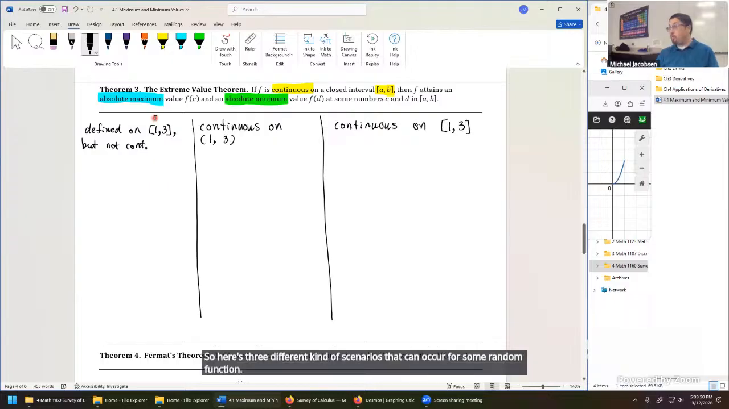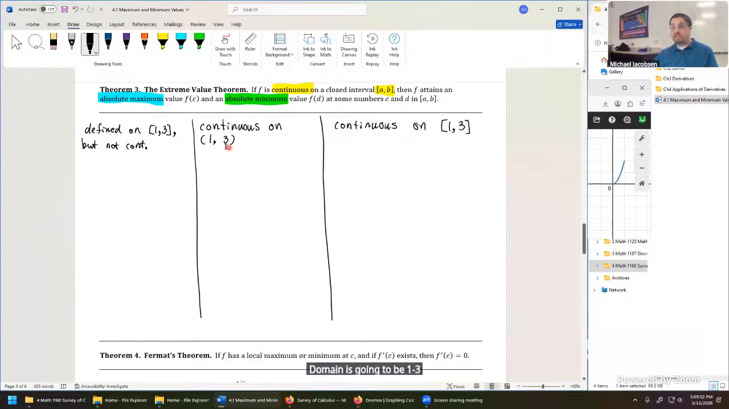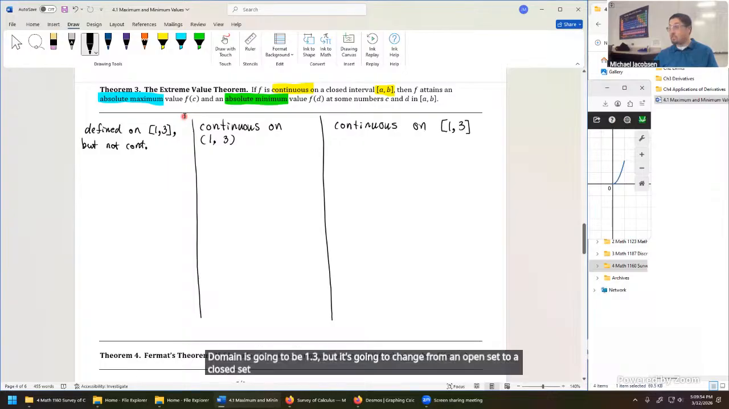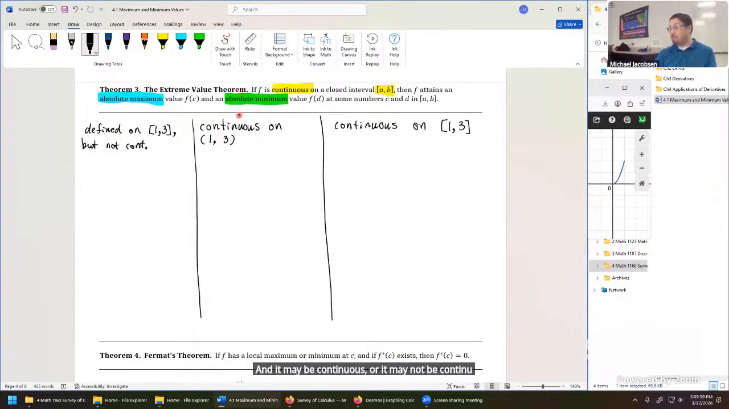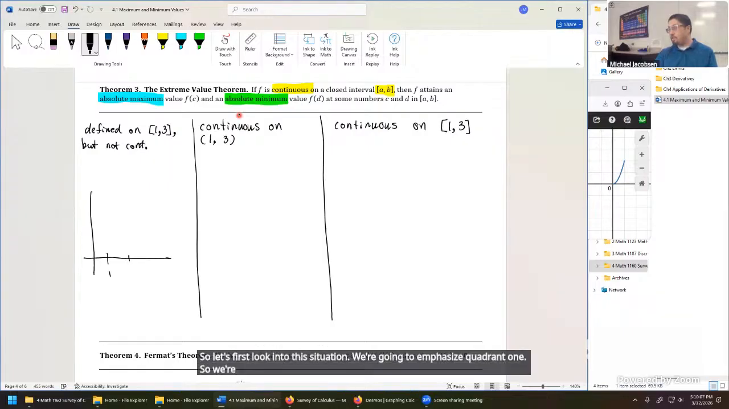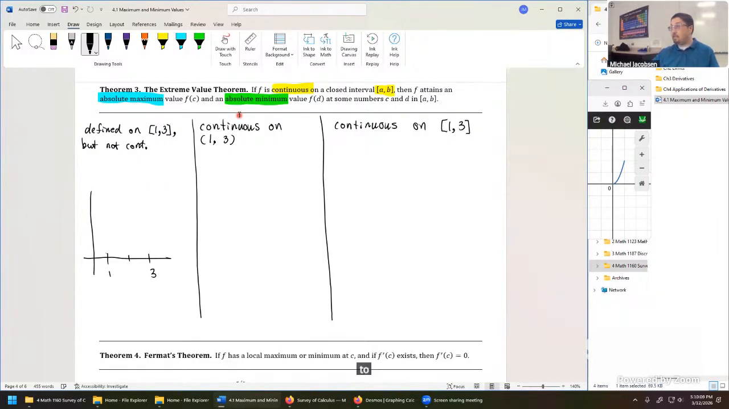So here are three different scenarios that can occur for some random function. The domain is going to be 1 to 3, but it's going to change from an open set to a closed set on these different panels. And it may be continuous or it may not be continuous. So let's first look into this situation. We're going to emphasize quadrant 1. So we're going from 1 to 3 here.